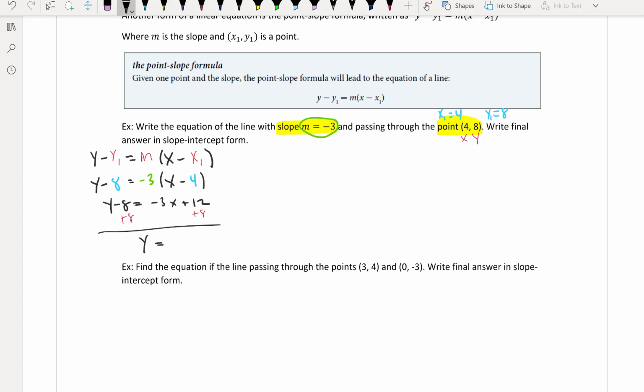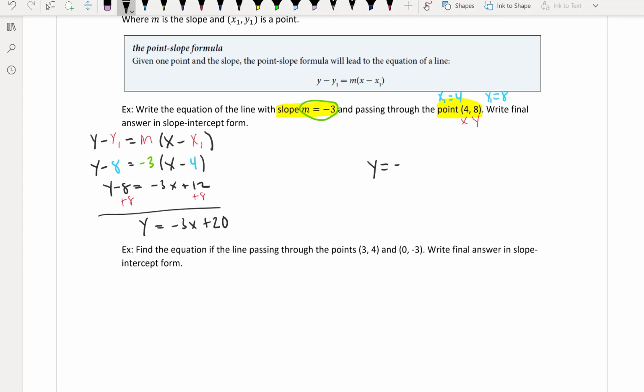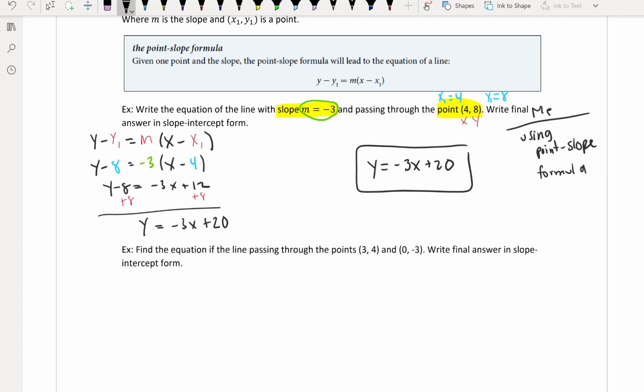So I can get that y is equal to -3x, and I have a positive 20. So my final answer, y is equal to -3x plus 20. This gives me my final answer in slope-intercept form, okay? And this is from using the point-slope formula. That is the method that I had used.